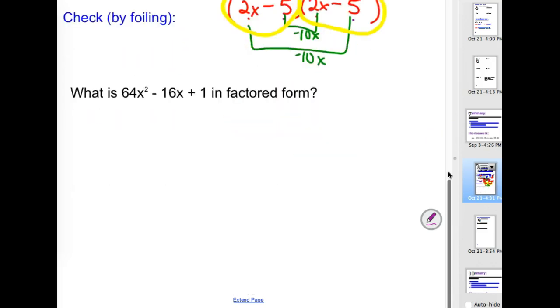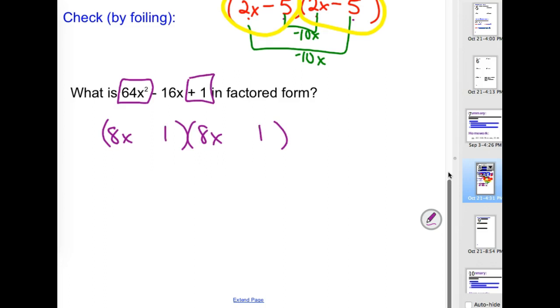Remember, the first and last pieces in our trinomial, the first and last terms, have to be perfect squares to even check for a perfect square trinomial. So is 64 a perfect square? Yes. 64 would be 8 squared. X squared is just x squared. So let's think about splitting this up into 8x and 8x. Is 1 a perfect square? Yes, it's 1 times 1. Now, remember, we can also do -1 times -1.